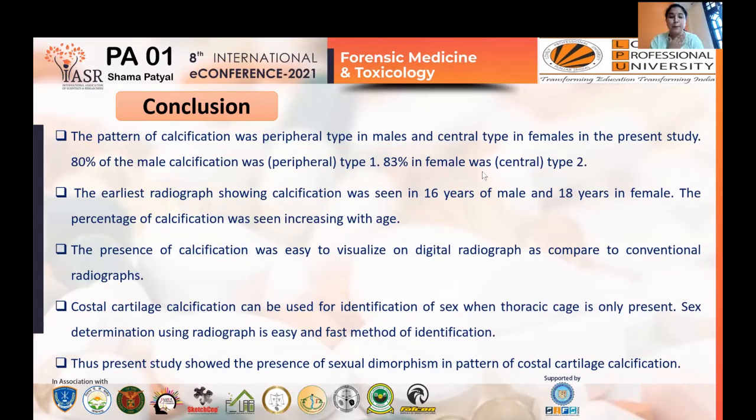At last, I would like to say benefit of sex determination by chest radiographs. Number one, it is easy and simple. It is inexpensive as compared to CT and MRI, and it gives less radiation dose to the sample. It will be useful in many cases, like in medico-legal cases, when only thoracic cage is present. And for individuals having intersex related issues, it acts as a preliminary test. And in case of mass disaster and genocide.